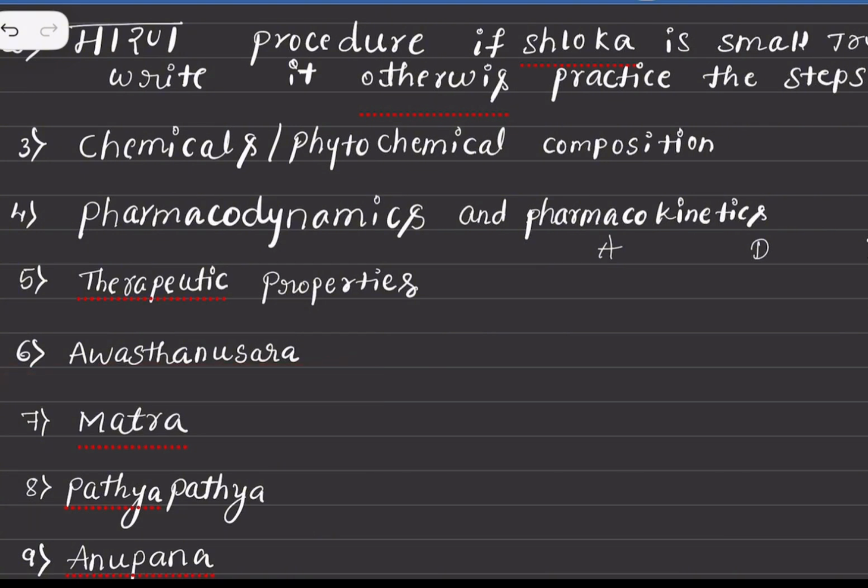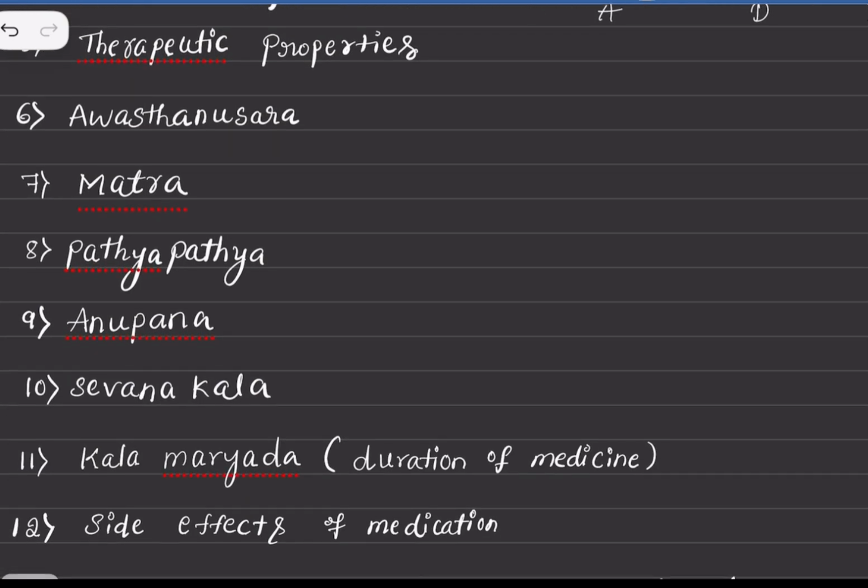Then the seventh point is matra: how much dose will be required in our body for that condition. Then pathya and apathya: what are the dietary habits and what should not be taken, we have to mention them. Then anupana; the anupana should be mentioned.